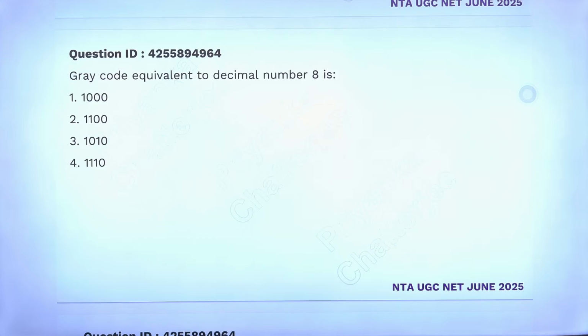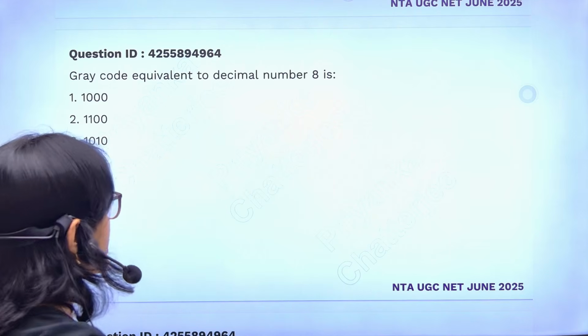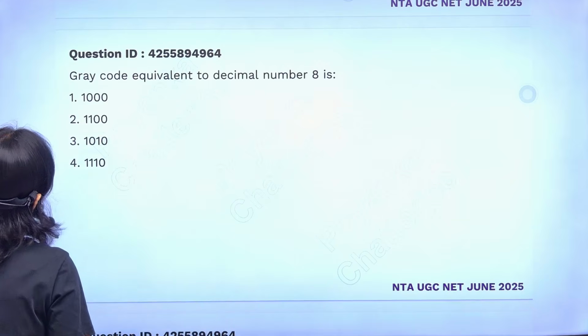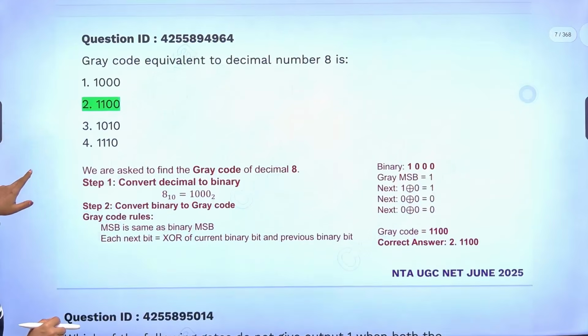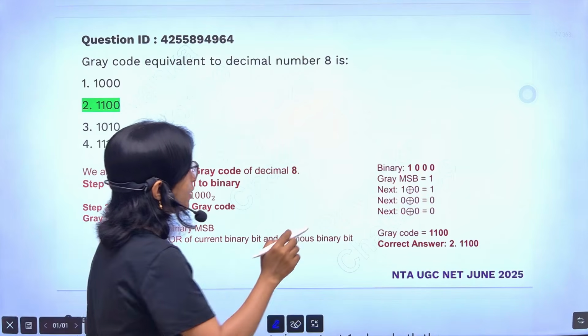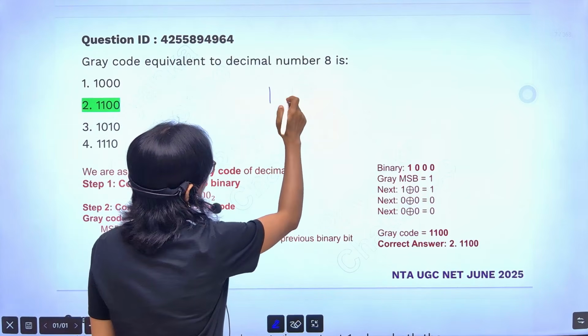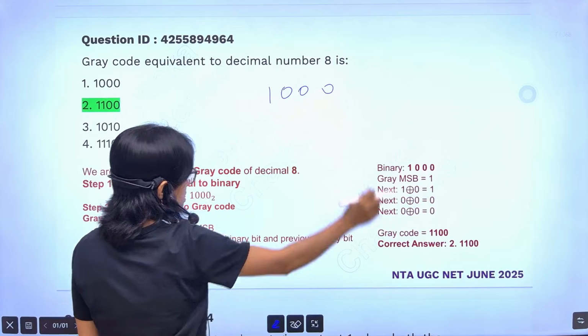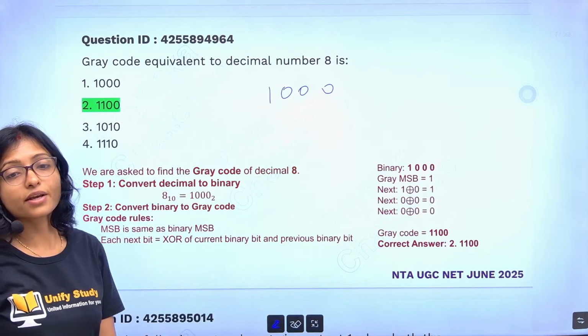Here is how to solve it. First I have to convert 8 into binary. Then I have to convert that binary to gray code. This is the only way we need to solve, right? So whenever we are converting 8 into binary, what will we get? 8 in binary is 1 0 0 0. This is your binary. And what is the rule of gray code?